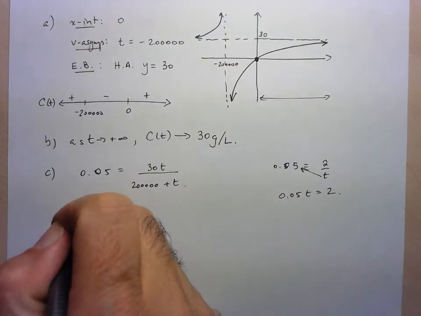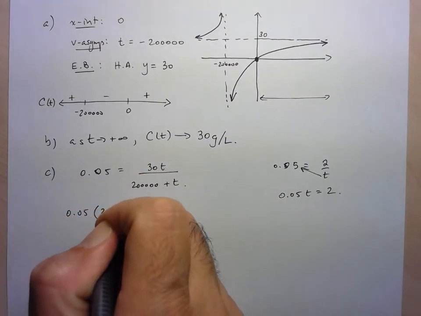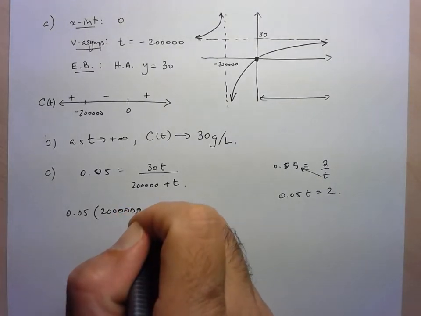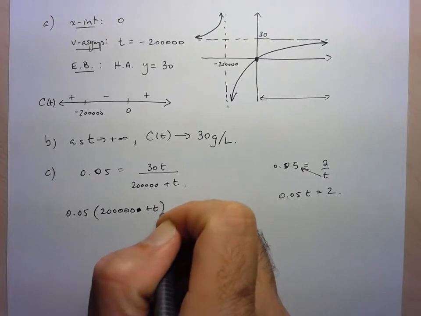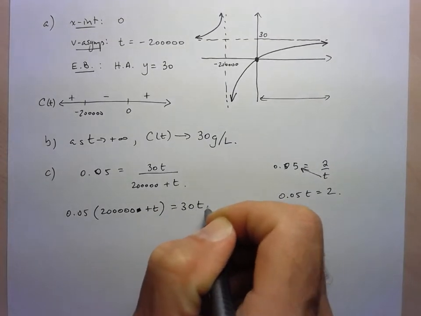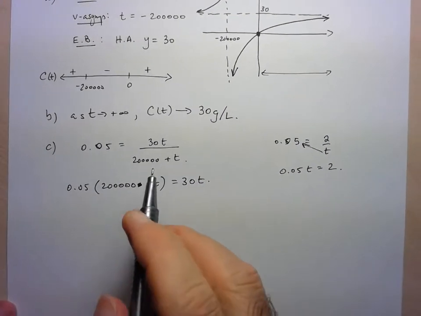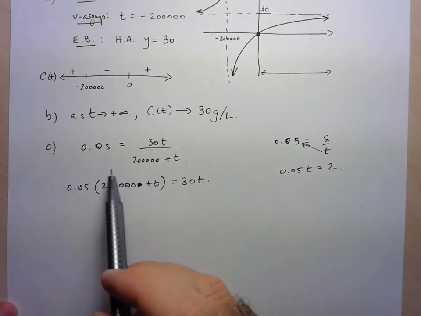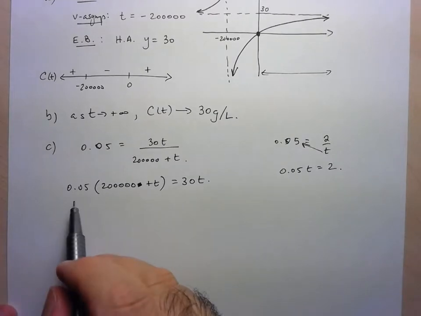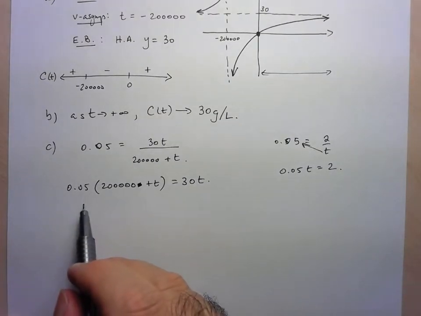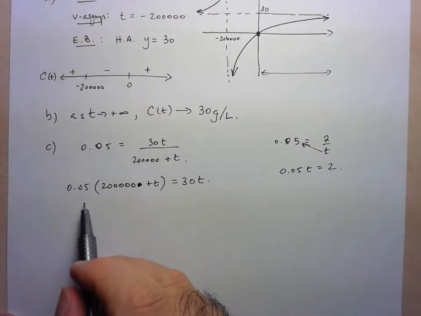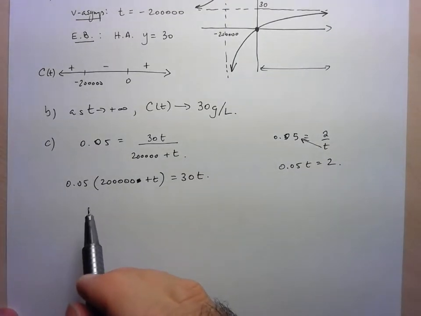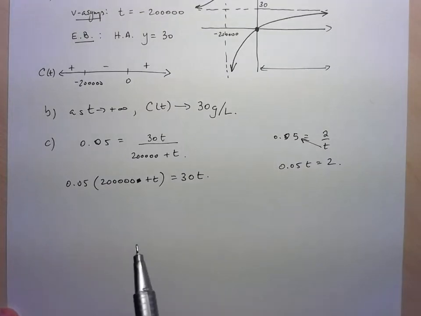So what we have here is 0.05 times 200,000 plus t is equal to 30t. But look what we've done: by multiplying both sides of the equation by 200,000 plus t, I've turned this rational equation into a polynomial equation. In fact, a linear equation. So keep that in mind as perhaps a method for solving these more complex rational equations that we'll be seeing. So here, let's do this.